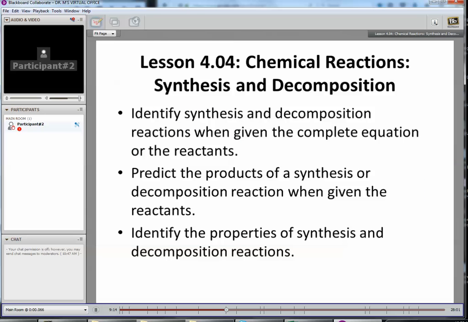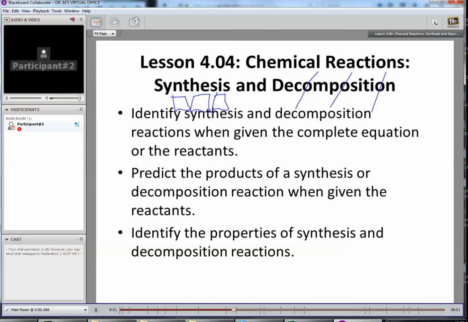Okay, so in lesson 4.04, we're dealing with much the same sort of scenario, except we're dealing with synthesis and decomposition reactions. These are actually opposites of each other. Synthesis is building things up, and I'm going to put in my little bricks here to symbolize that. Decomposition is going in the reverse order. We are not building things up, we're breaking them down. I put lines through just to visualize something breaking up, and that helps me visualize what decomposition is all about.